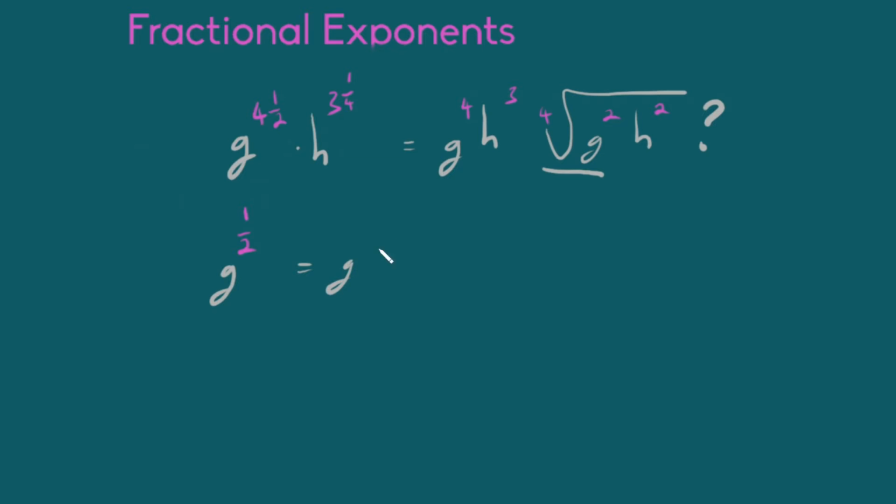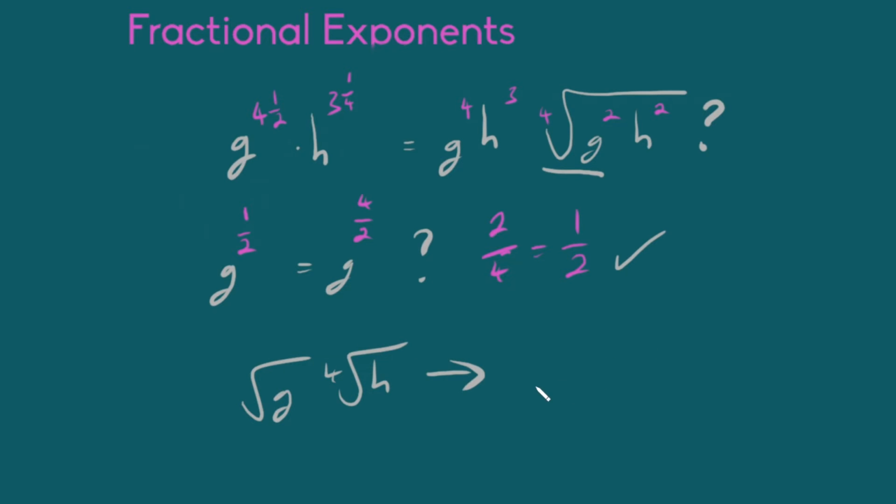G to the half, G to the 1 over 2, is the same thing as G to the 2 over 4. 2 over 4 is also a half. The reason why they put G to the 2 over 4 rather than 1 over 2 is so we can put both the G and the H under one surd sign to make it a bit neater. Otherwise we would have to have the square root of G and then after that the 4th root of H, and that would look a bit messy having two surds stacked up. So they've combined these expressions together and put them under one surd.